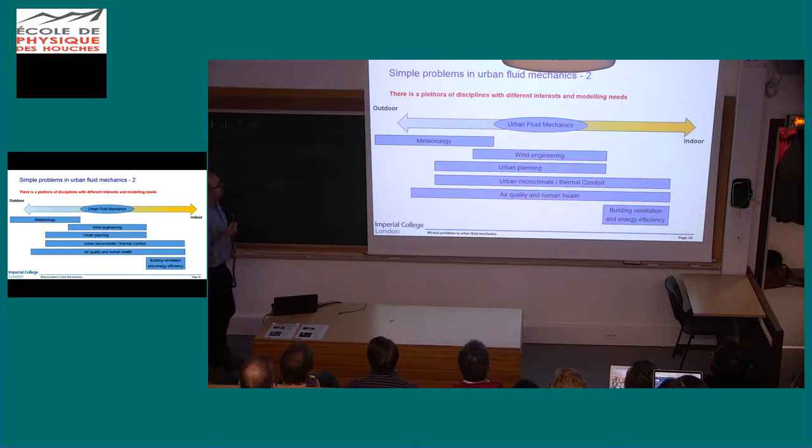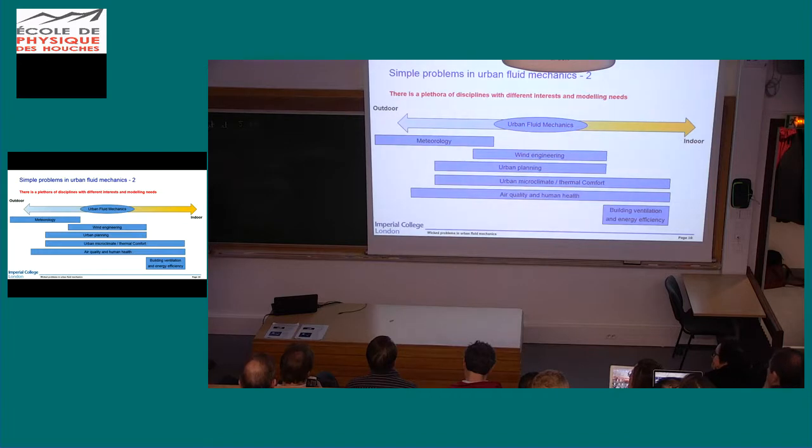Problem 2 is that there are lots of disciplines that have different interests and therefore modeling needs. So on this figure you see from right to left, we go from small scales to large scales. If you're a meteorologist, all that you care about is to provide the right boundary conditions for your numerical weather predictions. So all that you're interested in is, do I get the right wall shear stress? Do I get the correct sensible and latent heat fluxes?